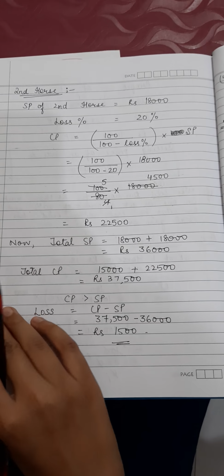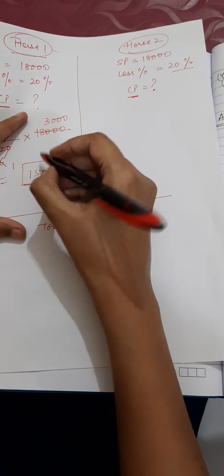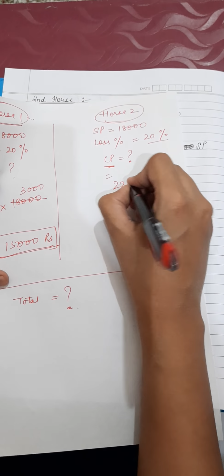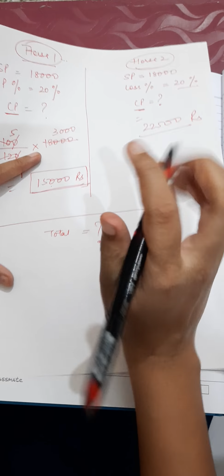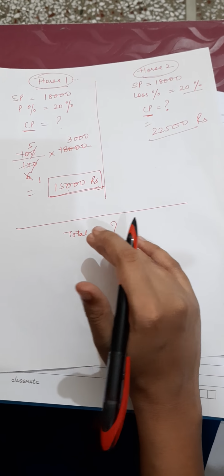22,500. Okay. Now, till here we have found the CP of the first one, 15,000, and the CP of the second one is how much? 22,500 rupees. This is the CP of the second one. The question is you have to find, in total, what is their gain or loss?